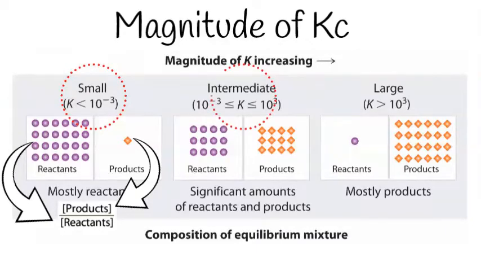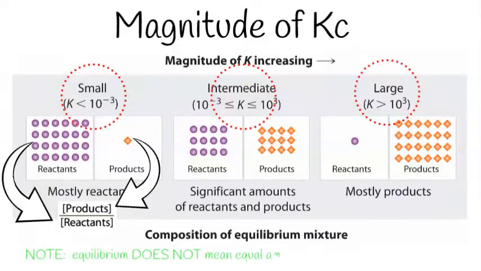If the K value is around 1 or some kind of intermediate value, that tells us we have around the same amount of reactants and products seen in the middle there. And if the K value is very, very large, that tells us our reaction is product dominated and the equilibrium lies to the right. So just to reiterate that equilibrium does not mean there is equal amounts of products and reactants. This is a really important point.